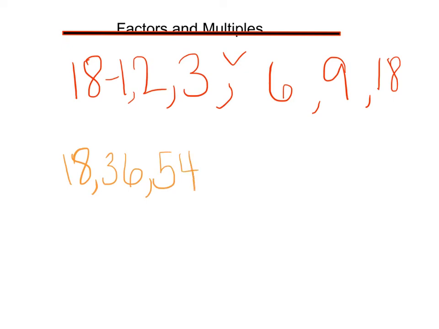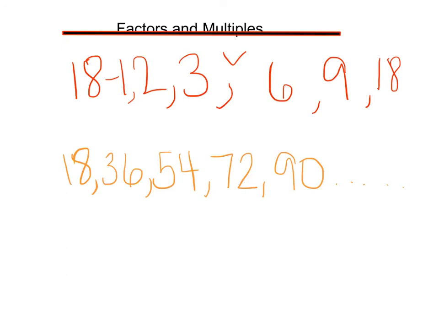The multiples of 18 are 18, 36, 54, 72, 90. Okay, and then you get the idea. This would just keep on going. So if I ask you in class the difference between a factor and a multiple, you should be able to explain to me that factors are only those numbers that multiply together to make the product, and there will only be a certain number of them. But multiples are going to just keep going and going and going.